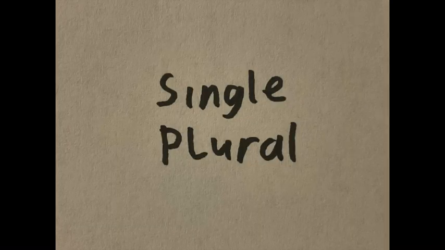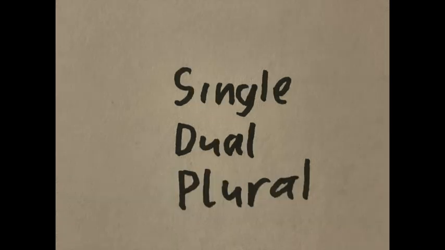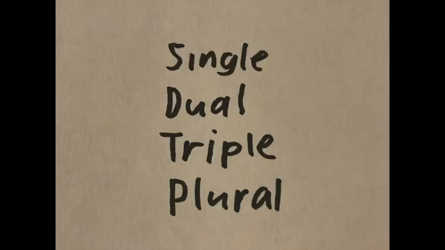Plurality is marking how many of something there are. In English, we just have single and plural, but some languages can have a dual that marks 2 of something. You can even go further and add a triple, but some languages don't have plurals.